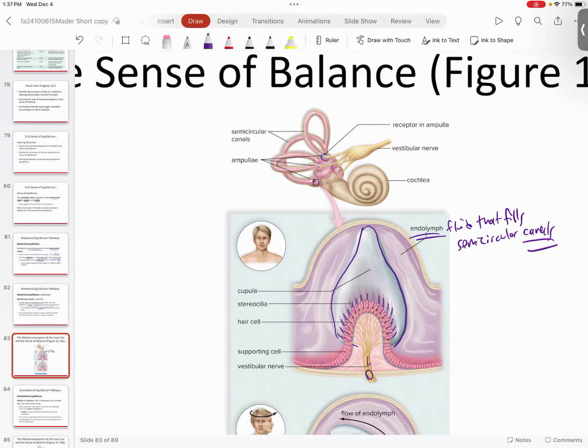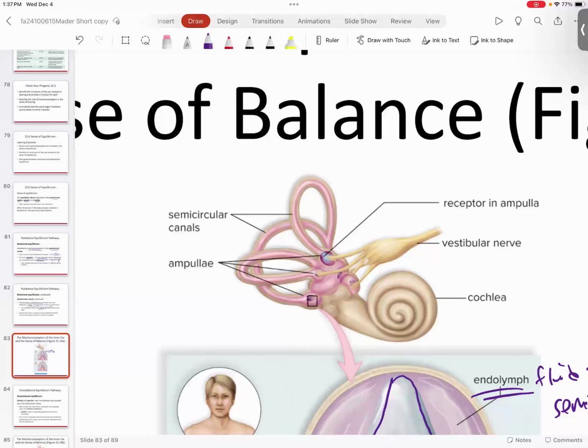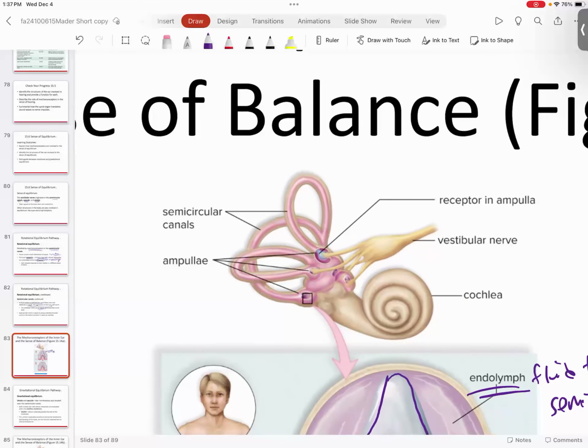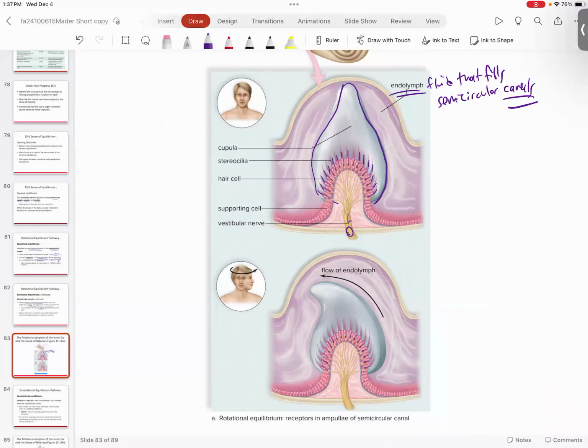Now, when you move, and this is what you see at the base. So here's a view of what's going on there. This is happening at the base, these ampulla. When you move, the fluid, the endolymph inside your semicircular canals, is going to slosh, right? Just like if you move a container of water to the right, the water sloshes to the left. So wherever you're going, this fluid is going to slosh.